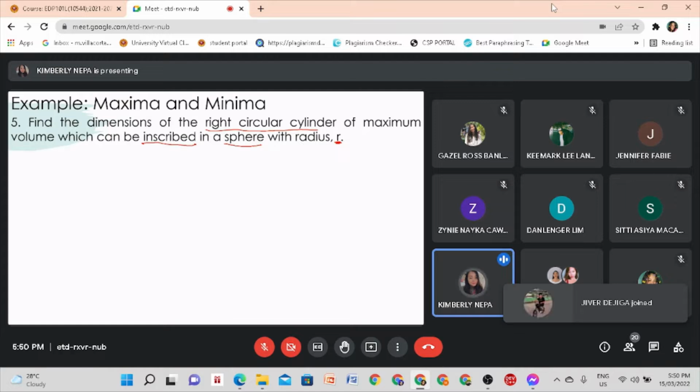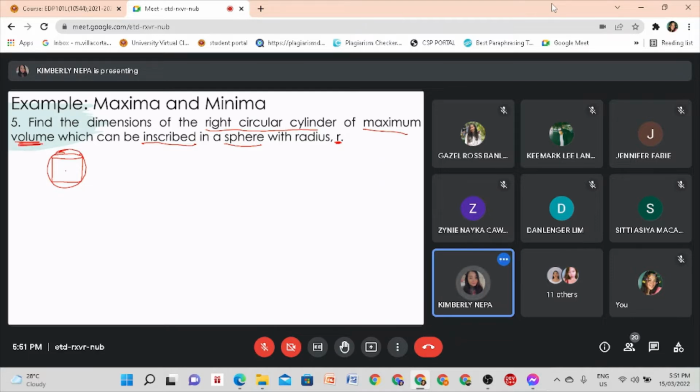Okay, so let's try to draw a sphere first. Let's say we have a sphere like this. And i-inscribe daw ang right circular cylinder sa sulod sa sphere. So sagad dapat kay inscribe man siya. Okay, this is now the right circular cylinder with maximum volume. Maximum volume ang atong ginapangita for the right circular cylinder.